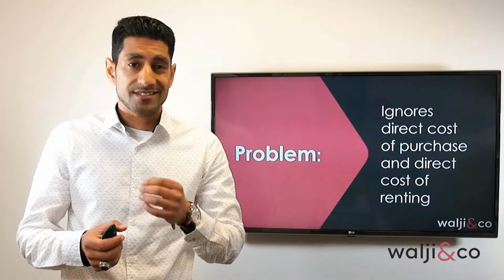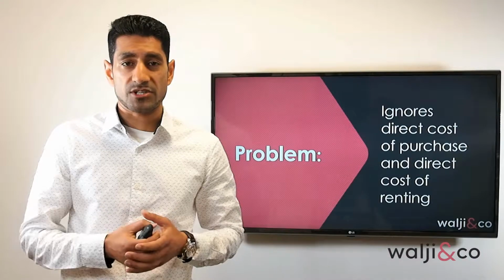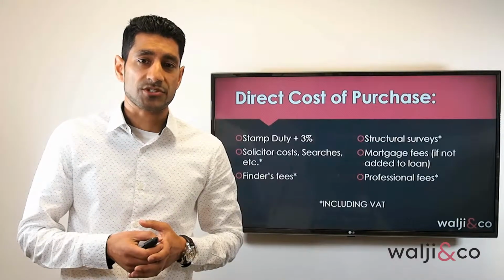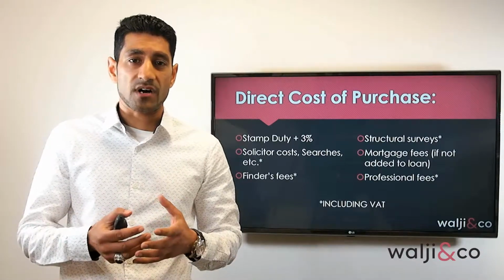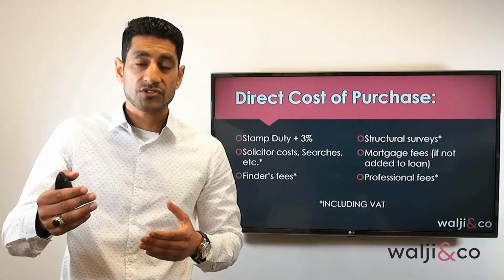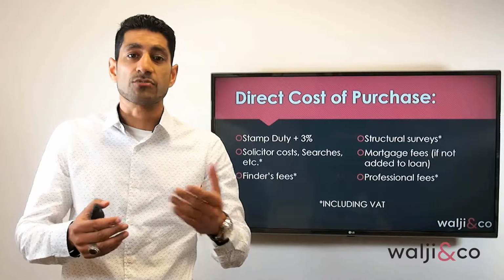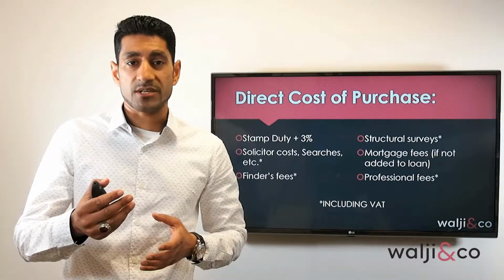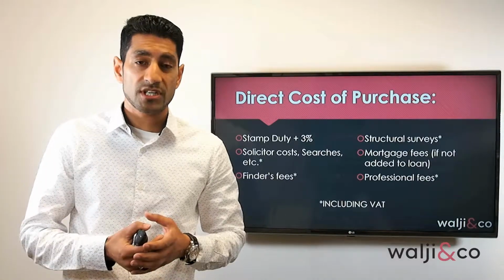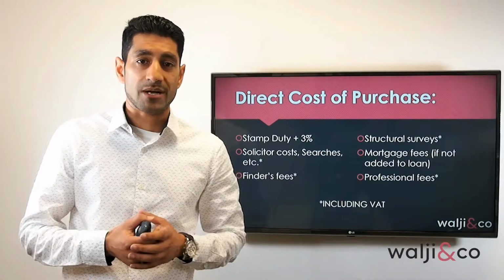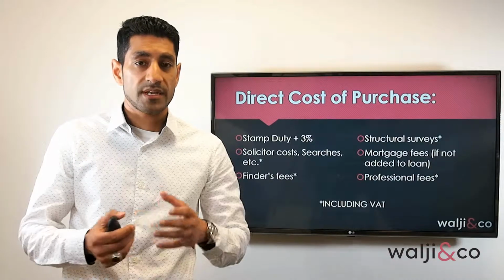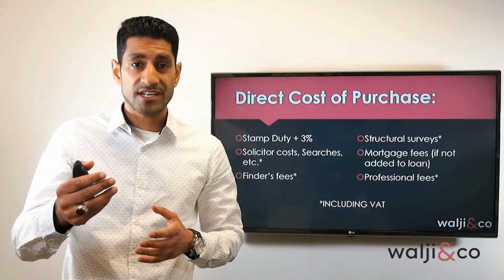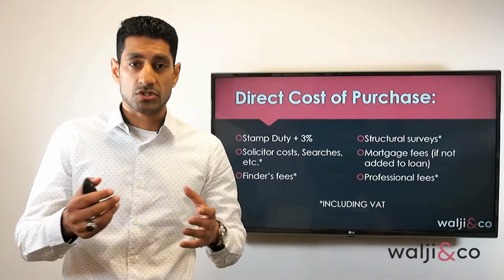The problem is that it doesn't include the direct costs of purchasing the property and the direct costs of renting the property. So what do I mean by direct costs of purchase? Well, when you buy a property, there are other associated costs over and above the amount that you've agreed to buy the property for. Most notably, and a large chunk of this, is stamp duty. Particularly with the additional 3% surcharge, stamp duty is quite an additional amount over and above the cost of the property. In addition to that, there are solicitors' costs, there might be a finder's fee, so you might have paid a sourcer to source the property for you.